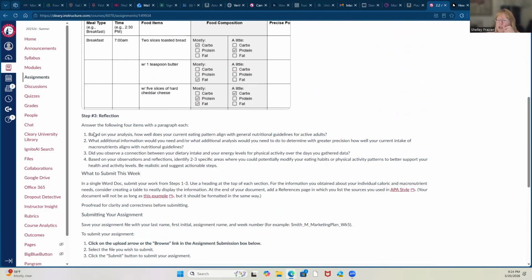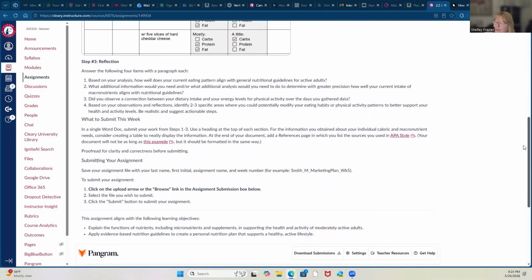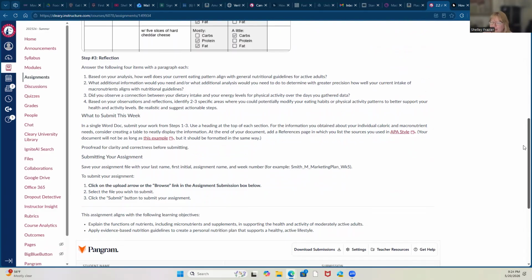You can label those paragraphs 1, 2, 3, 4. That's fine, as long as I can understand what each paragraph is for. I'm sorry for saying all right all the time. For the information you obtained about your individual caloric and macronutrient needs, consider creating a table to neatly display the information. Not necessary, but just make it neat so I can see it.